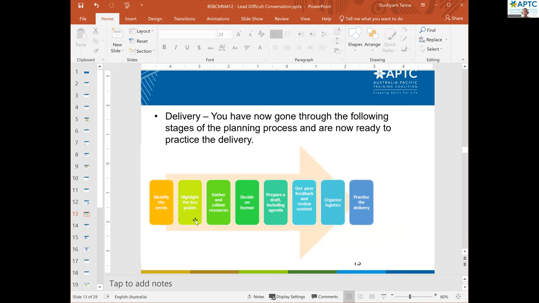Identify the needs, highlight the key points, gather and collect the resources. So you identified already the needs. What are the needs of the conversation? Then you highlighted key points. You gathered and collected all the resources. Decide on a format, whether it's face-to-face, whether it's a meeting, right? Prepare a draft. Get the feedback, logistics, and prepare for the delivery. This is where you are.